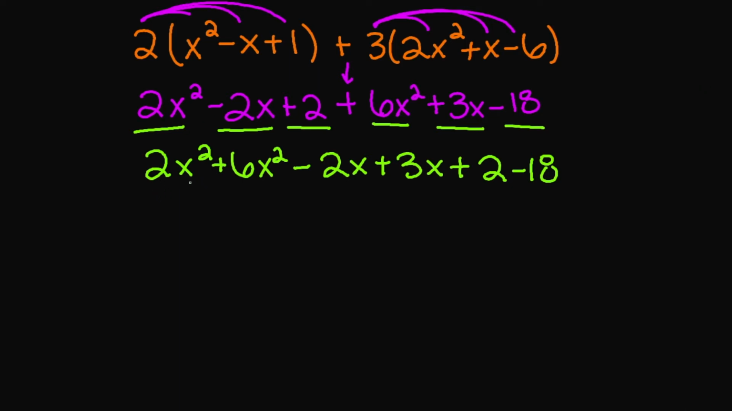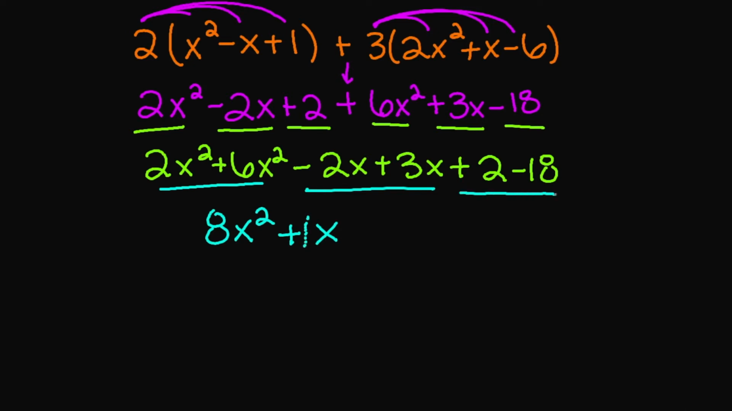So we have 2x squared plus 6x squared. This is going to give us 8x squared. Then we have minus 2x plus 3x is going to give us a positive x. And remember, you have your imaginary 1 right here in front of the x. And then we have positive 2 minus 18. This is going to give us a negative 16. Since I cannot simplify any further, this is my final answer here.